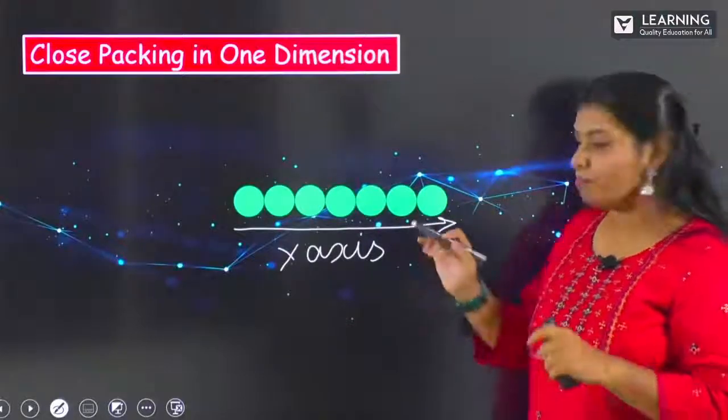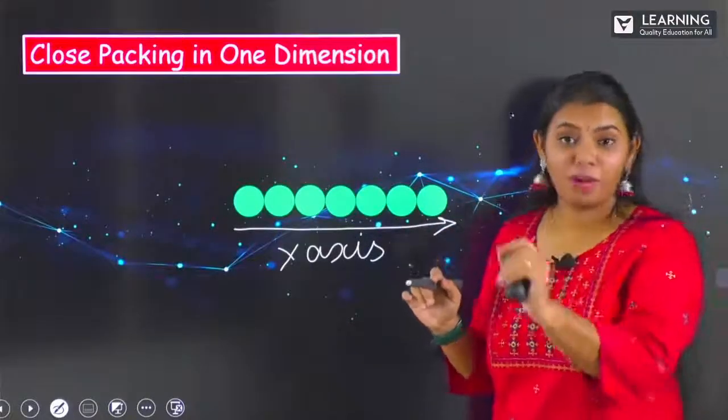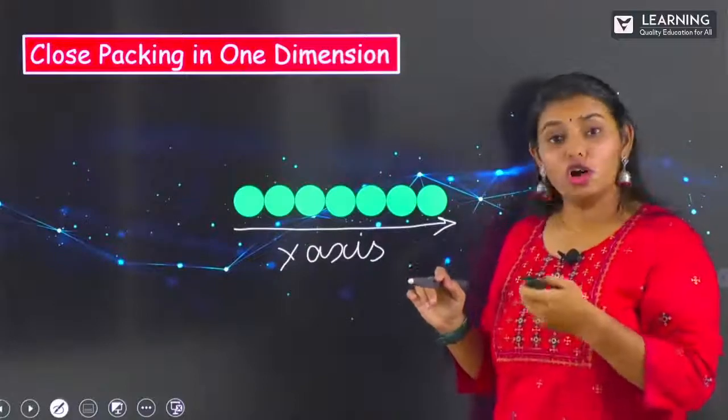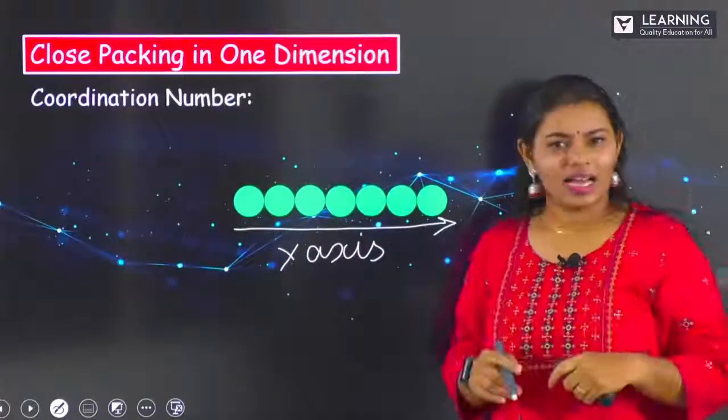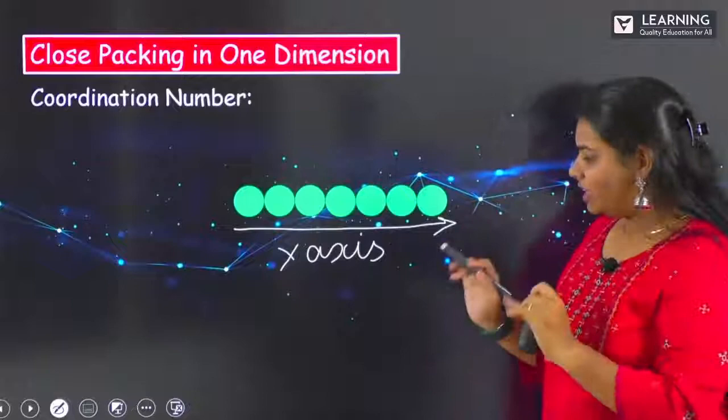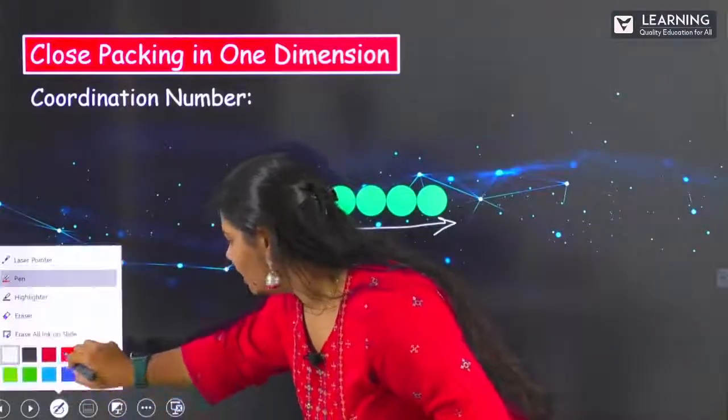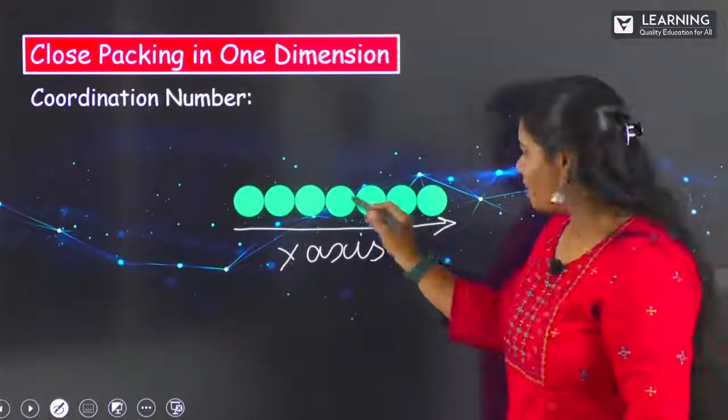And there's one important thing that you have to remember here in close packing. That's your coordination number. So what exactly is coordination number? Now I'm randomly taking any one of the spheres. Imagine I'm just taking this sphere.